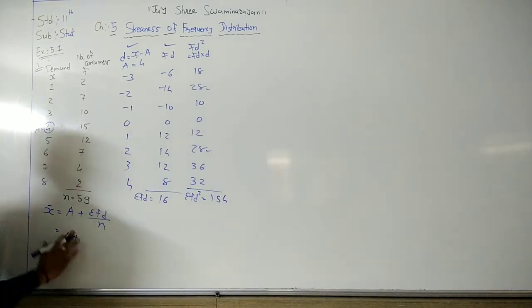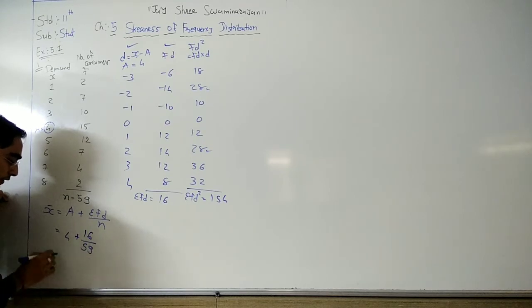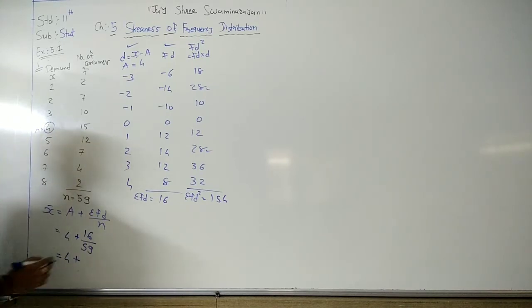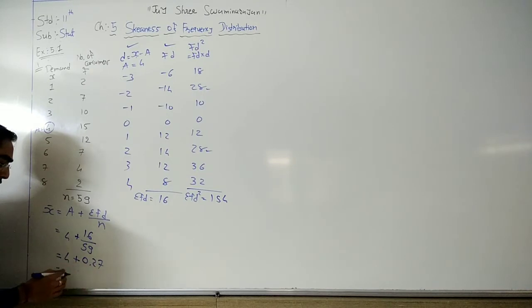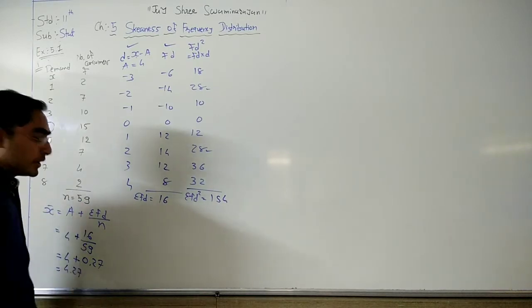Now sigma fd 16 divided by n 59. So 4 plus, now use the calculator, 16 divided by 59, you will get the value 0.27. Now addition of 4 plus 0.27 is 4.27. So this is our mean.